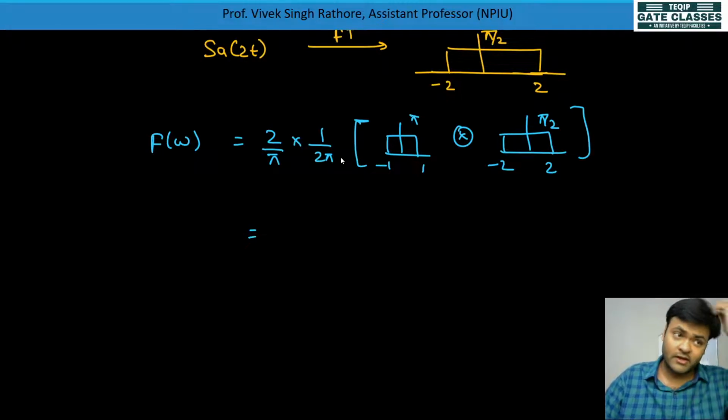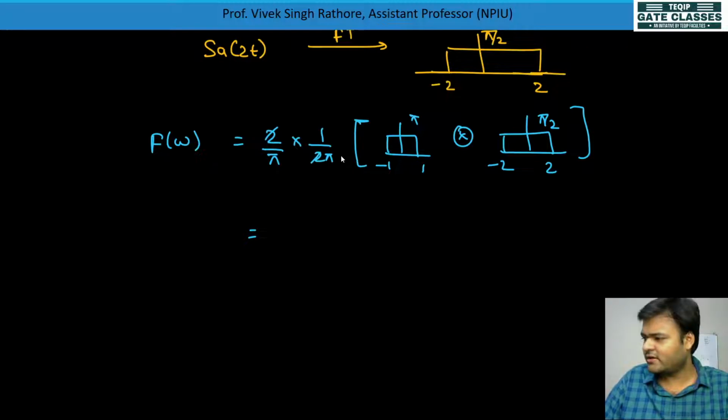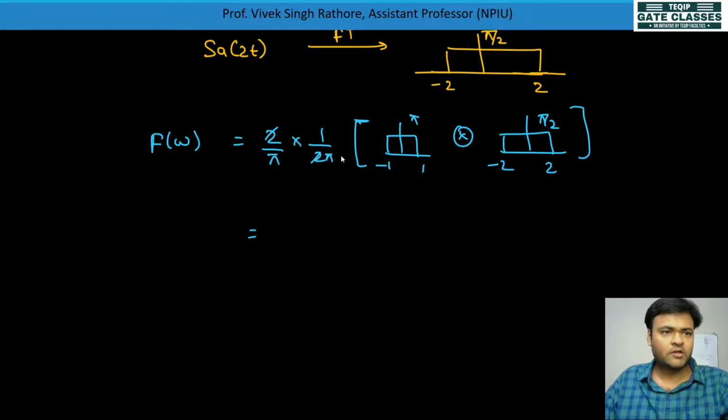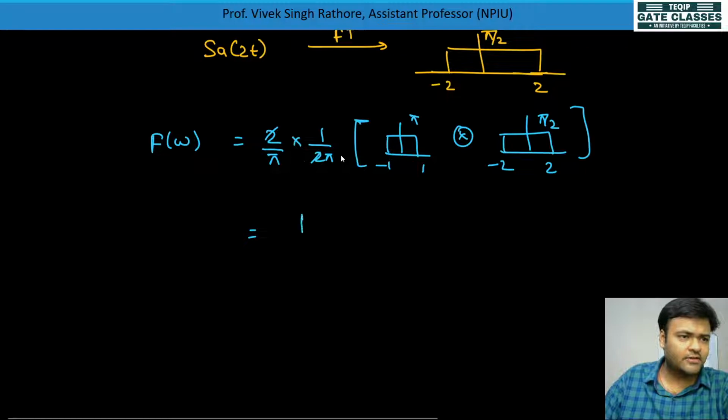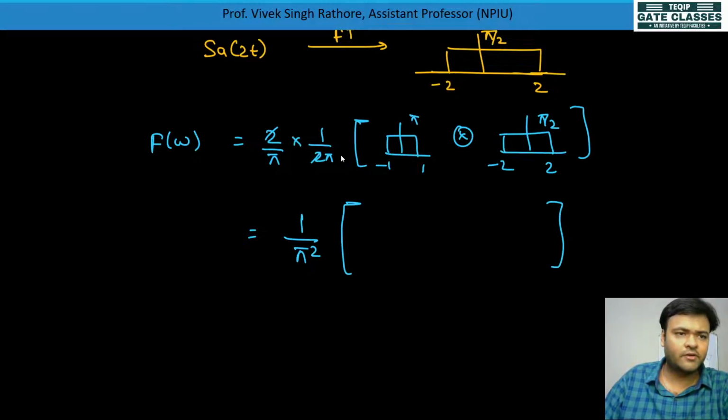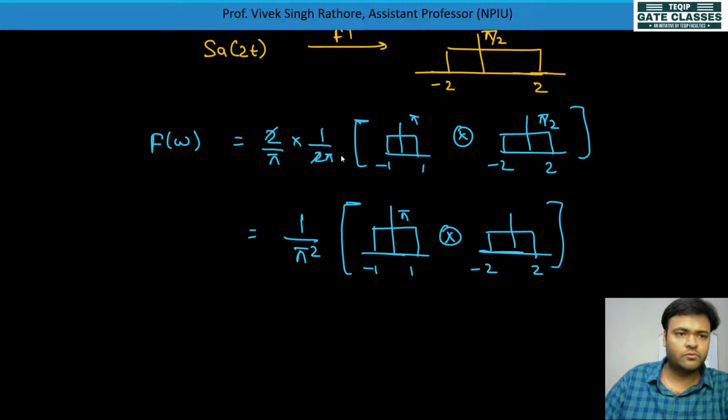This is finally your F of omega, but you cannot leave it like this. So we'll do 2 by pi; the 2s cancel, and 1 by pi square will be there. 1 by pi square can be written inside also, so I'll write 1 by pi square here, and we need to convolve both signals. I'll write it here: minus 1 to 1 pi, and minus 2 to 2 pi by 2.